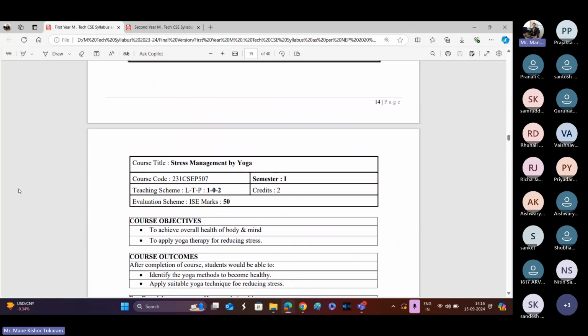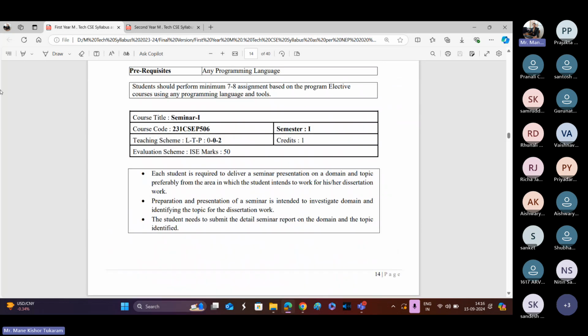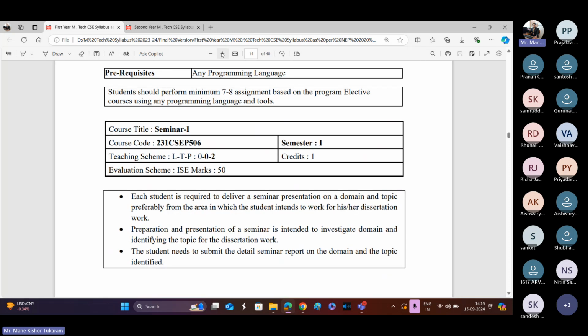Then you have to give the seminar. So what is the purpose of keeping this particular seminar for the first semester? In the second year, we have our dissertation work. In research we just call it dissertation work. So instead of saying project, we can just call it a dissertation.